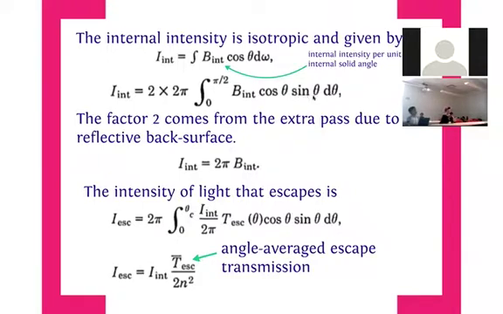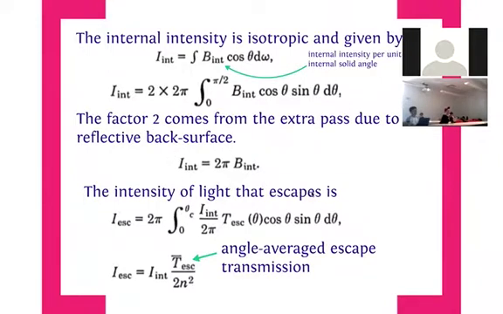It's just sine 2 theta over 2, and you can do this integral yourself, and you simply get a half. So you get a very simple expression here. The internal intensity is 2 pi times the internal intensity per unit solid angle. So that's the intensity inside.